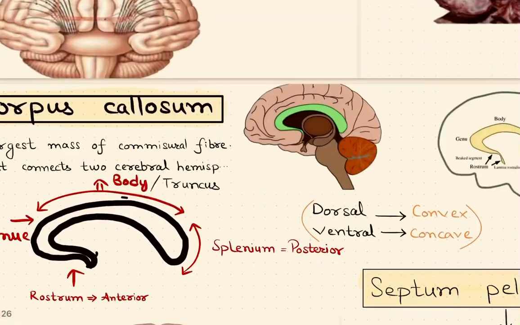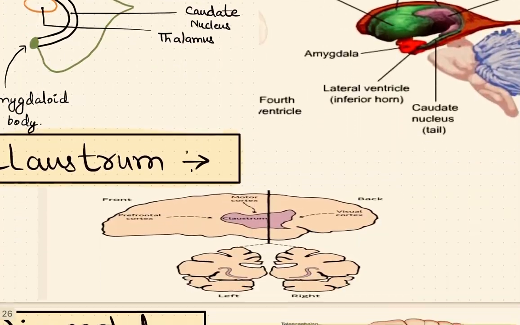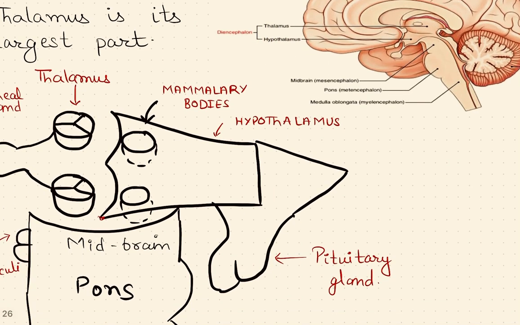Now let us move towards the diencephalon. This diencephalon constitutes the thalamus and hypothalamus. If you see, this is the region of diencephalon which constitutes the thalamus and hypothalamus. Thalamus is the largest part of diencephalon.